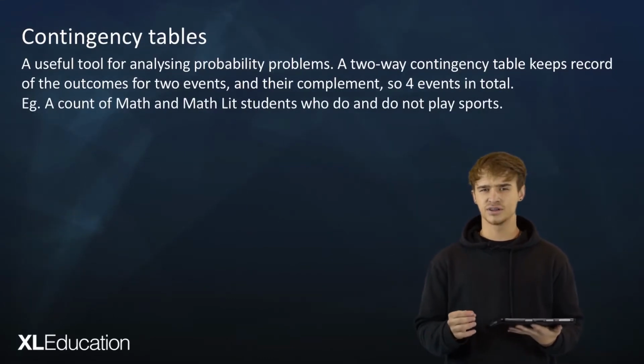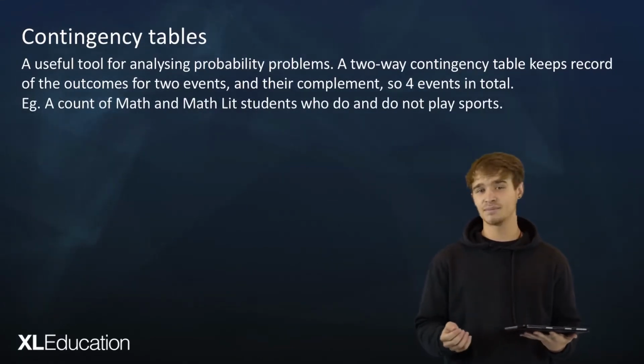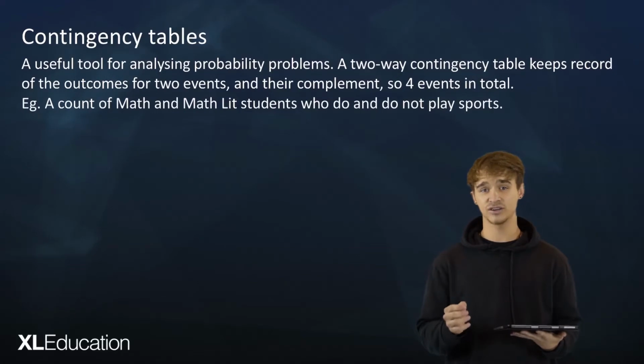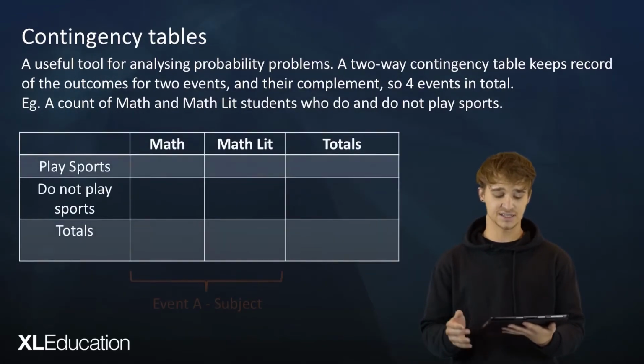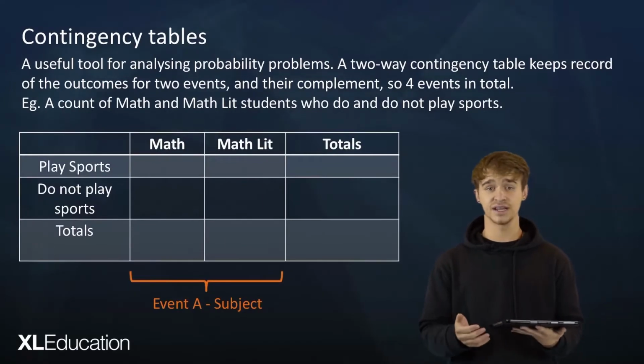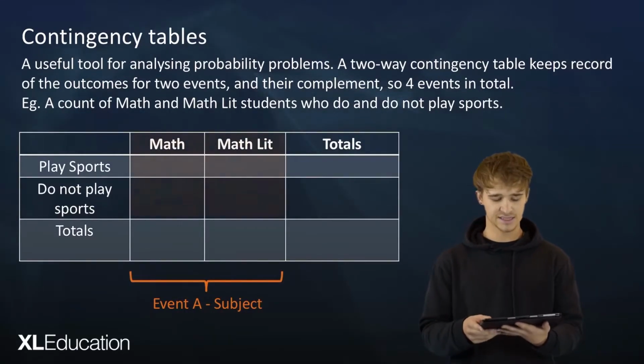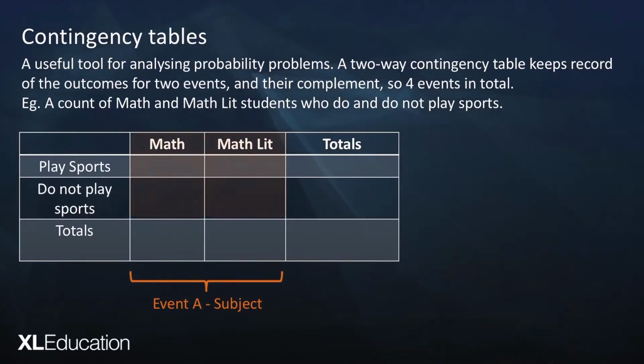For example, consider a count of maths and maths lit students who do and do not play sports. Our event A can be considered our subject, which will be written in the columns of our table. This is our maths and maths lit. Our event B is whether the students do or do not play sports, and these are written in the rows of our contingency table.